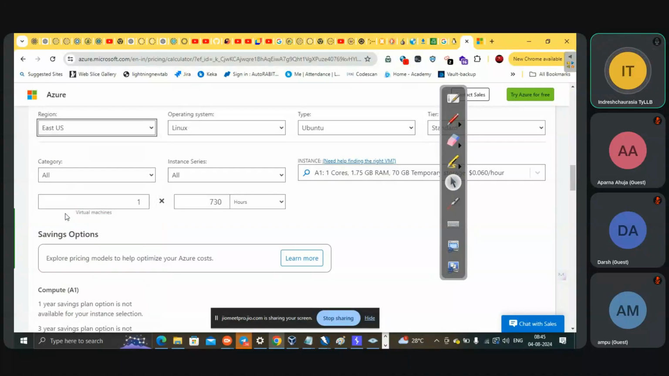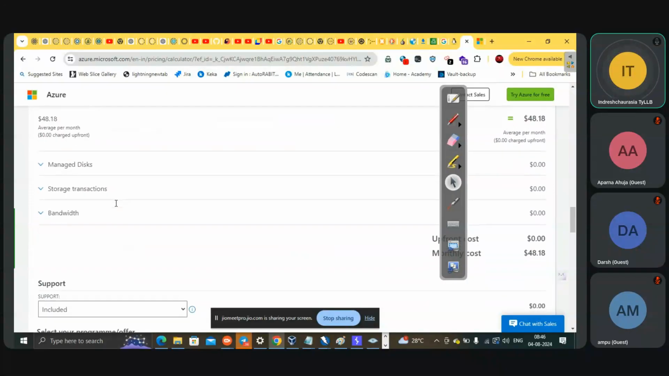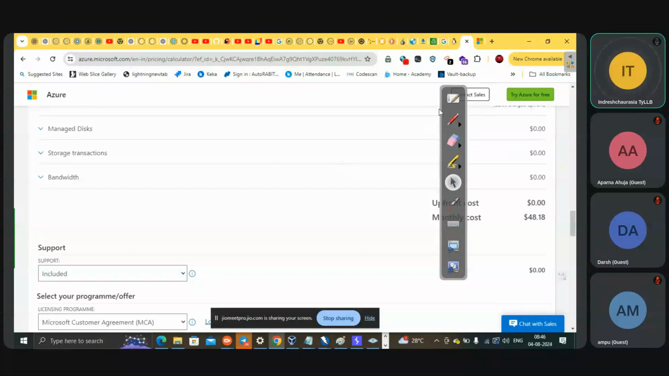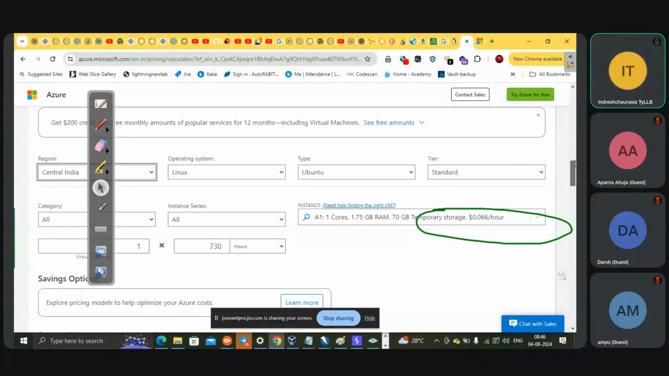So here, if I select this one, every region has a different price. Can you see the monthly cost for me to set up one server is this, $48? So this way you can calculate.